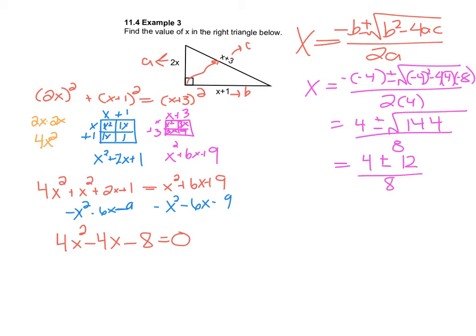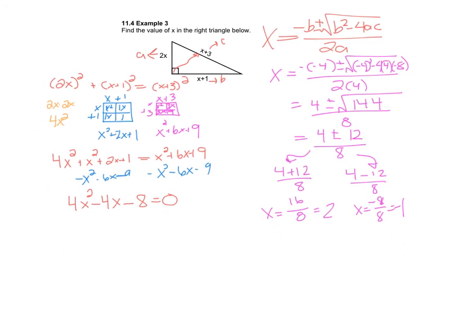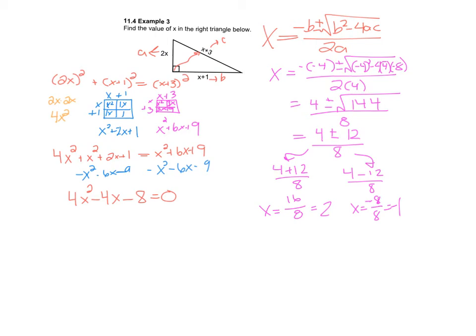So now if I split this up, 4 plus 12, then divided by 8, and then I have 4 minus 12 divided by 8. 4 plus 12 is 16. 16 divided by 8 is equal to 2, so there's one potential x value. And the other x value, 4 minus 12 is negative 8 divided by 8, which is negative 1. So I have two potential values for x here. X could either be 2 or x could be negative 1, or maybe they both work.